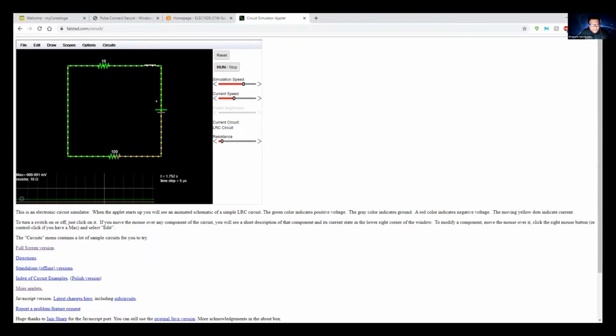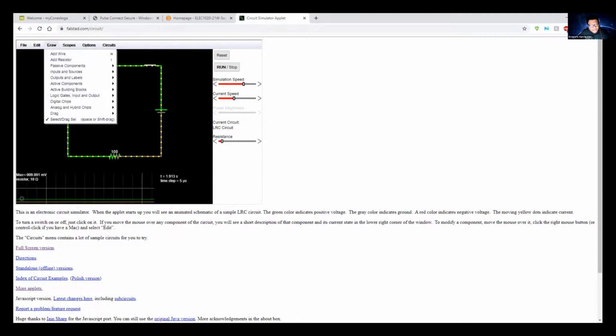Now, in this instance, I already have 10 volts here. And if I want to know how much voltage I have on this component and this component, then we can go right here on the menu option and click on draw. So I'm going to click on draw. I'm just showing you this firsthand so you can have this tool available and use it as we go through all these different circuits.